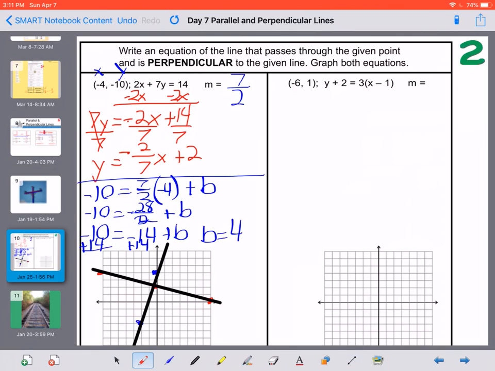Next one we have in point slope form, so we need to first get it to slope intercept. So I'm going to multiply 3 times x and 3 times negative 1. So we'll have y plus 2 equals 3x minus 3. Subtract the 2, and we get y equals 3x minus 5. So we got to start there then. 1, 2, 3, 4, 5, negative 5. And we're going up 3 and over 1.